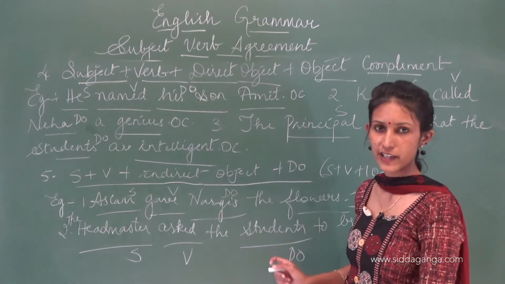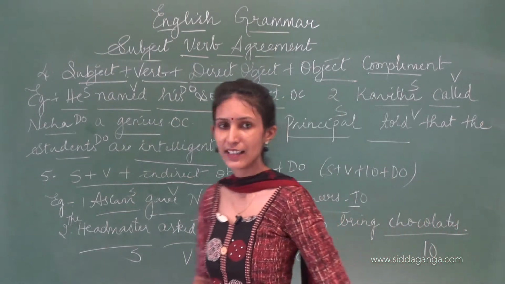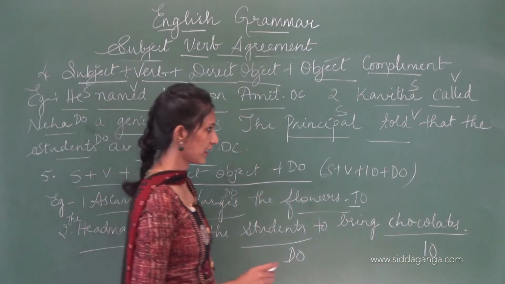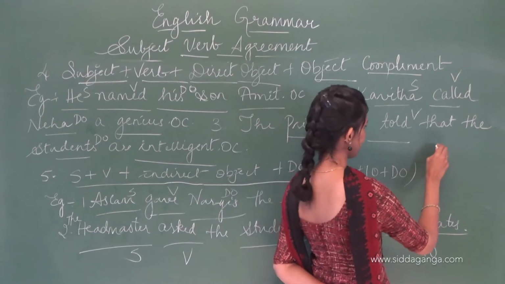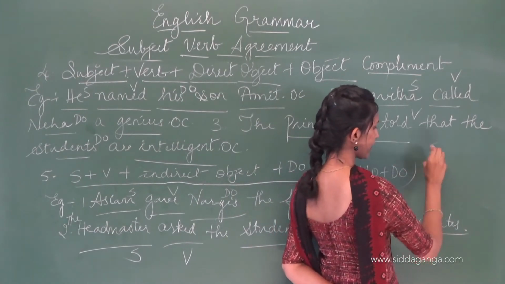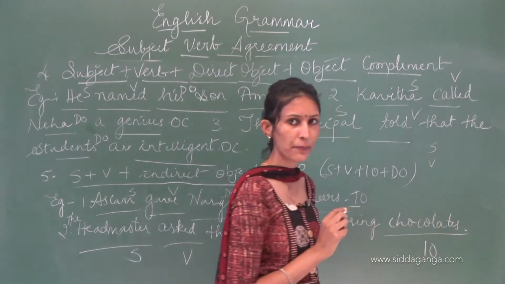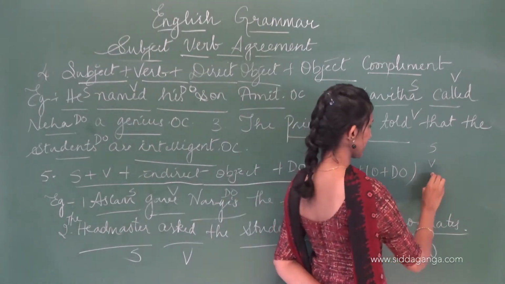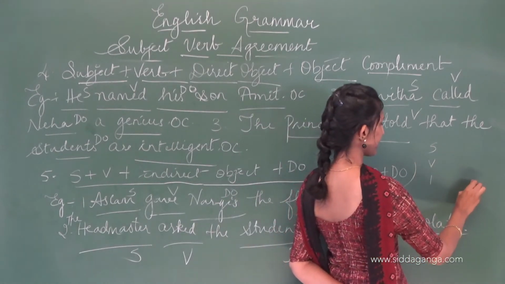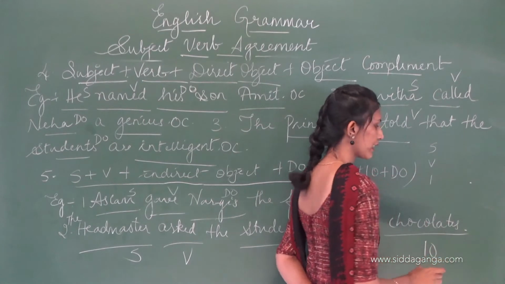Take this as a love triangle. I'll tell you how. There is a subject. Loving is the verb. You are loving somebody, and the other person is also loving. That becomes the indirect object.